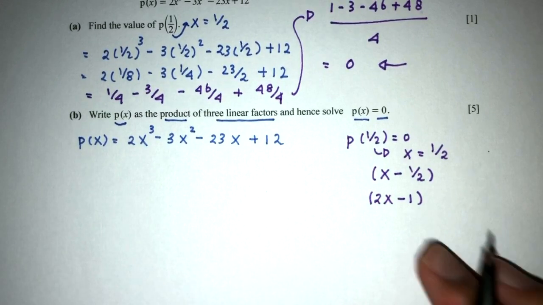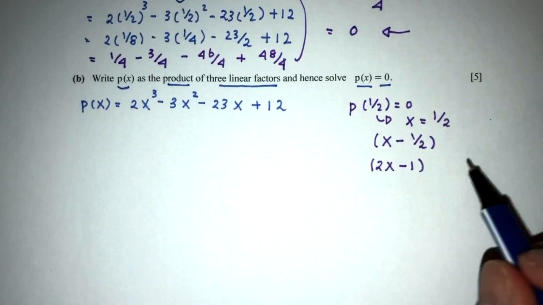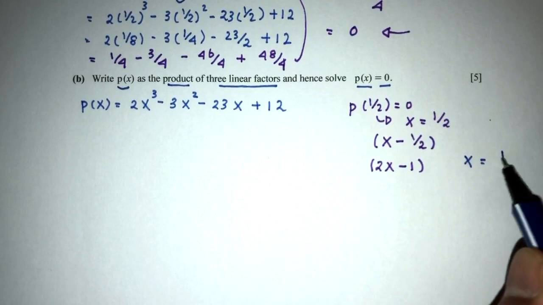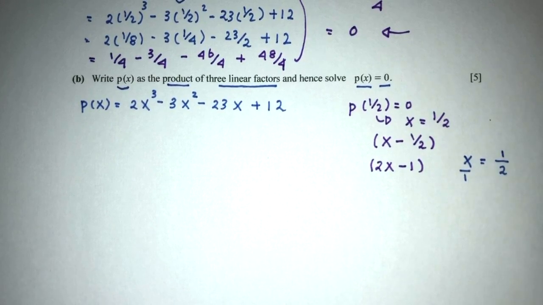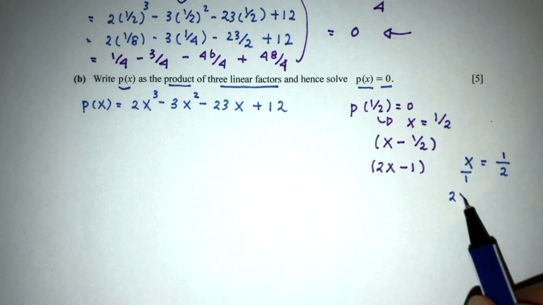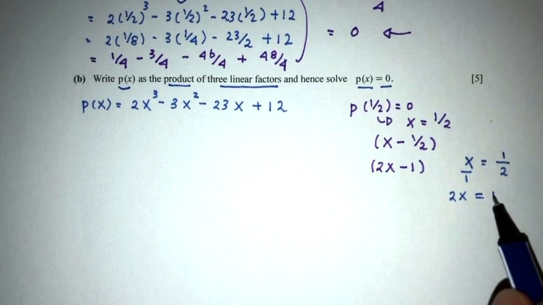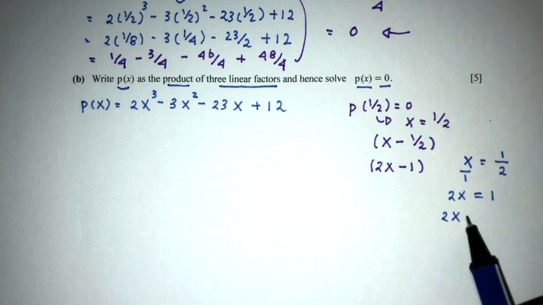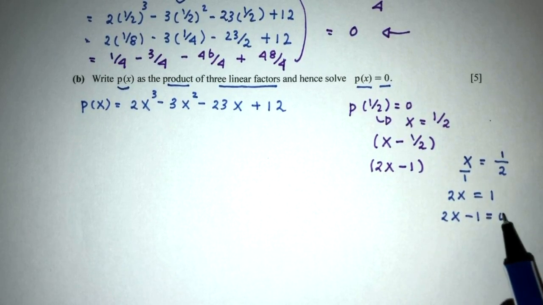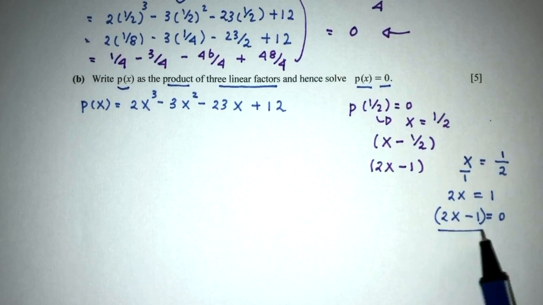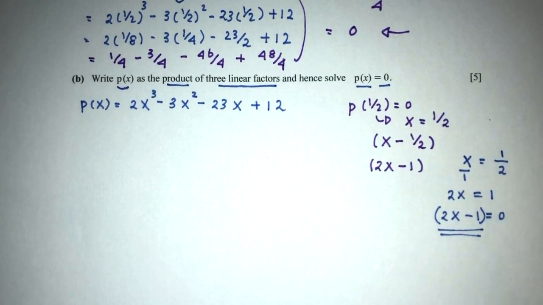Just to explain why it is the same thing. When you have x equal to half, we can first cross multiply. You will have 2x equal to 1. And when you send 1 here, you have 2x minus 1. So this part will be the factor. So this or this is the same thing.